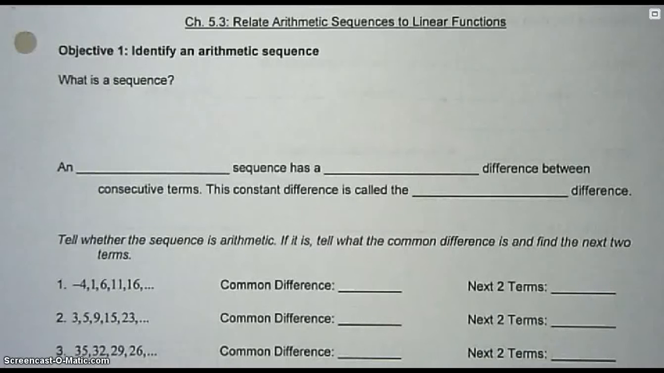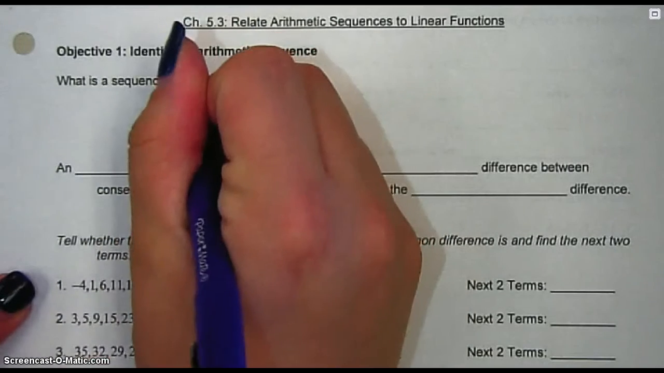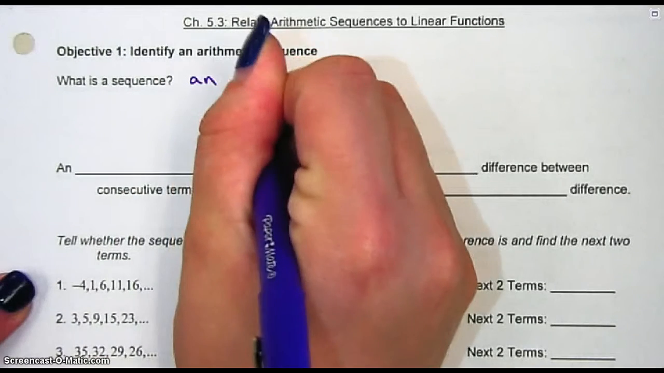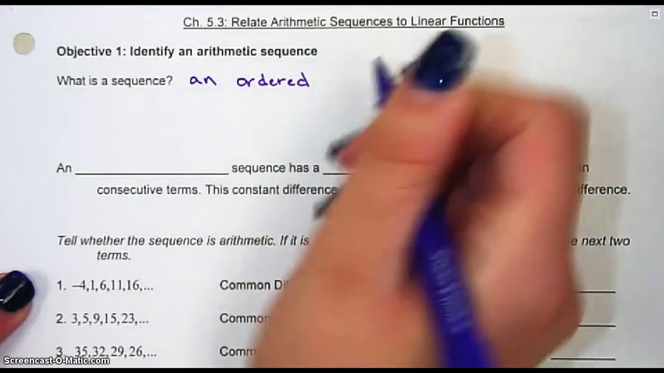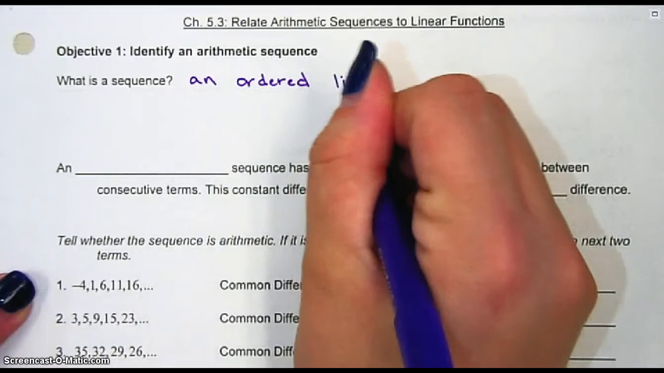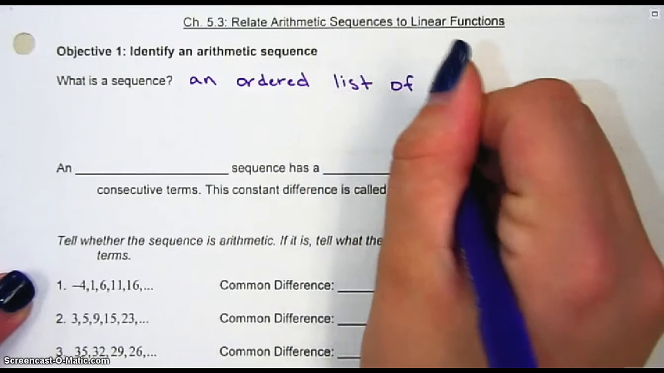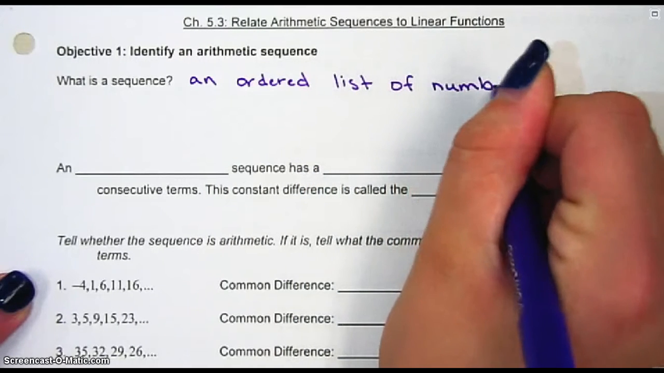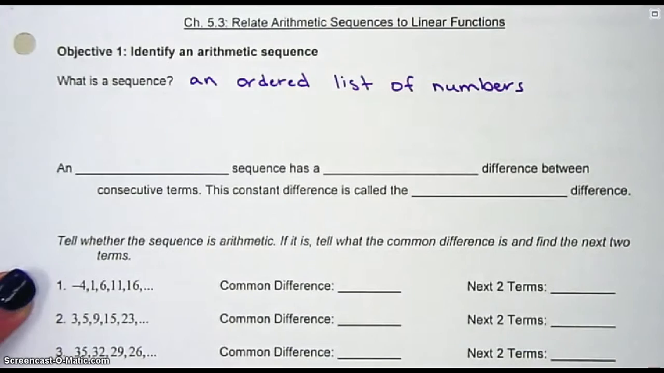Today we're going to talk about arithmetic sequences. So first off, what is a sequence? A sequence is an ordered list of numbers. So that's just any sequence.